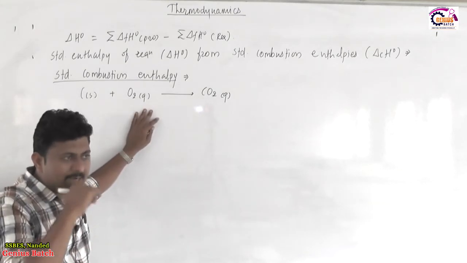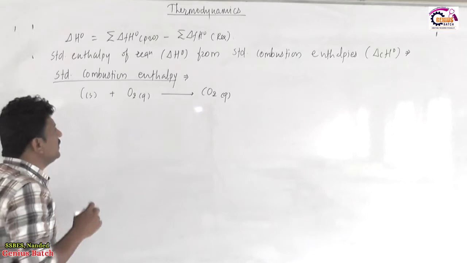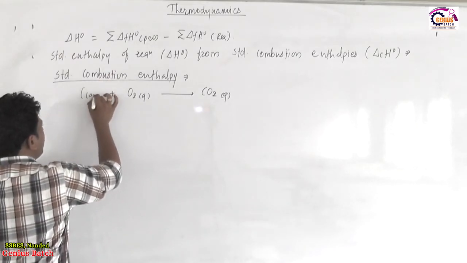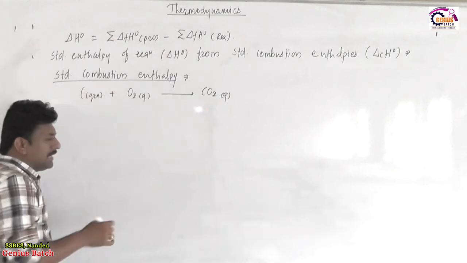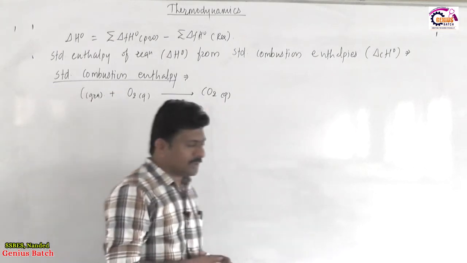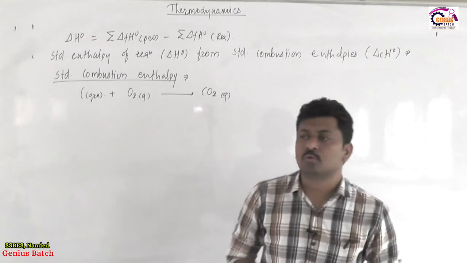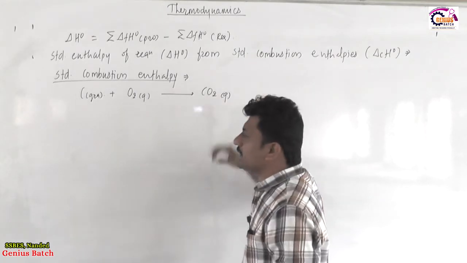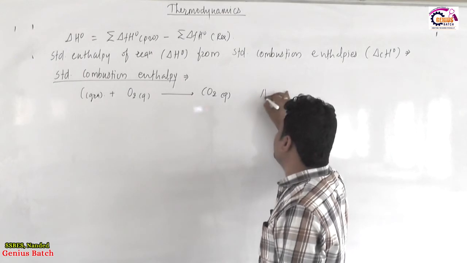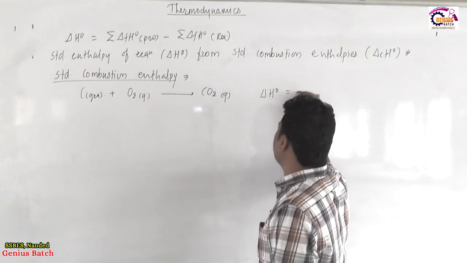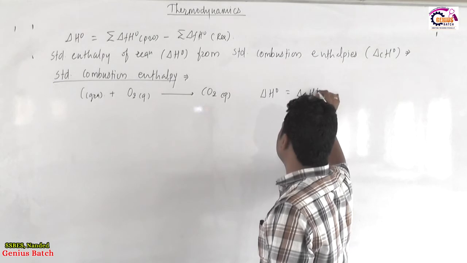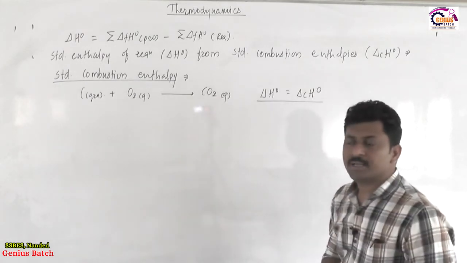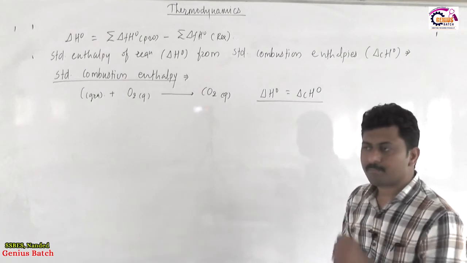Now, whether it is standard or not: if the solid carbon which is mentioned is present as carbon graphite, that is reacted with excess of oxygen and converted to gaseous CO2, then the reaction will be a standard combustion reaction. Enthalpy change of this reaction can be called delta CH0, which means standard combustion enthalpy of the reaction.